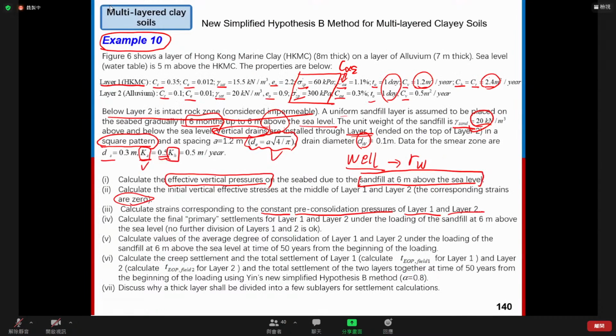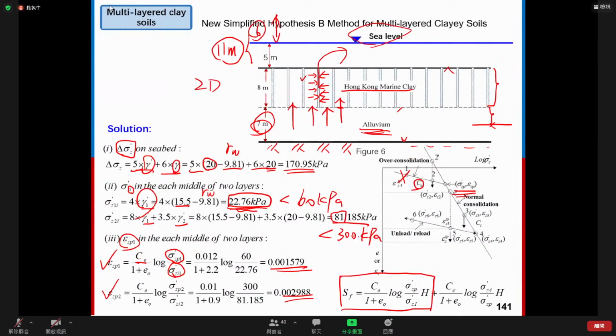Then let's see the fourth sub-question: to calculate the final primary settlement for layer 1 and layer 2 under the loading of the surcharge above. No further division means we can only utilize the middle point to represent the average state of the whole layer.